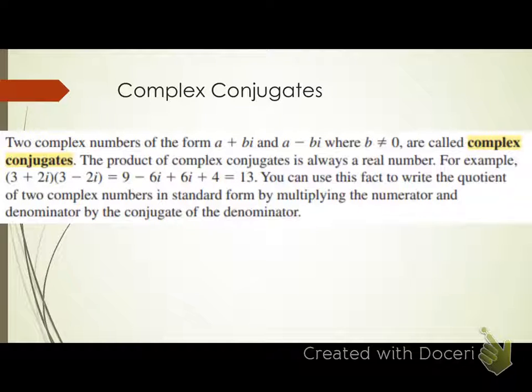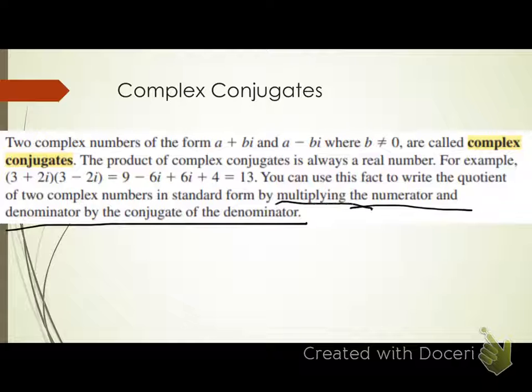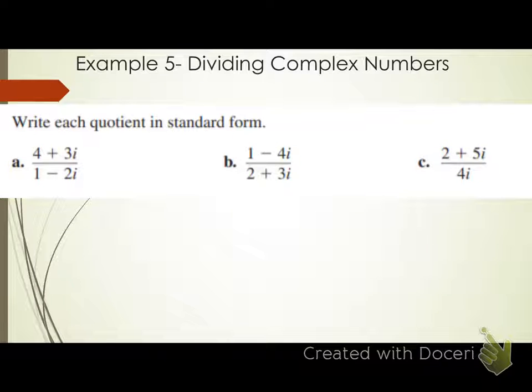We can use this fact to write the quotient of two complex numbers in standard form by multiplying the numerator and denominator by the conjugate of the denominator. So that's a key right there, multiplying the numerator and denominator by the conjugate of the denominator. Anytime we're dividing two complex numbers, this is what we want to do. We want to find the conjugate of our denominator, then we're going to multiply the top and the bottom of the fraction by that conjugate.